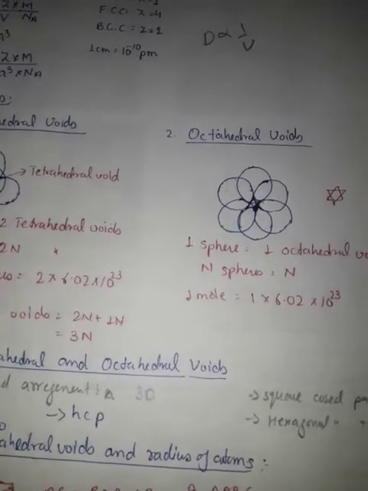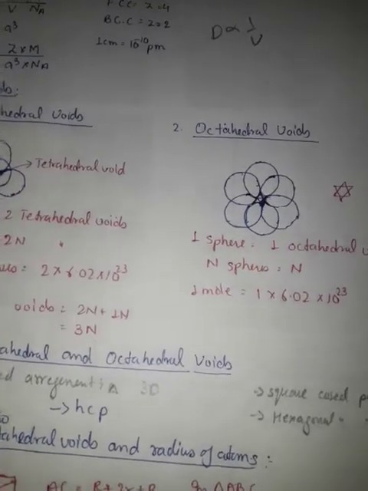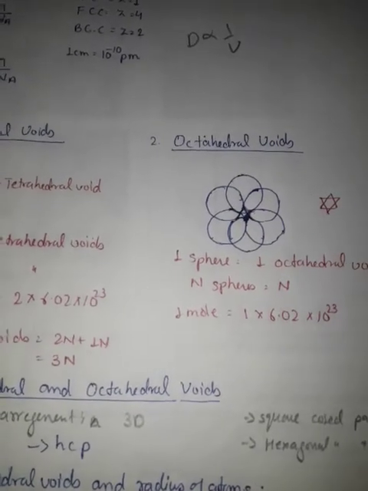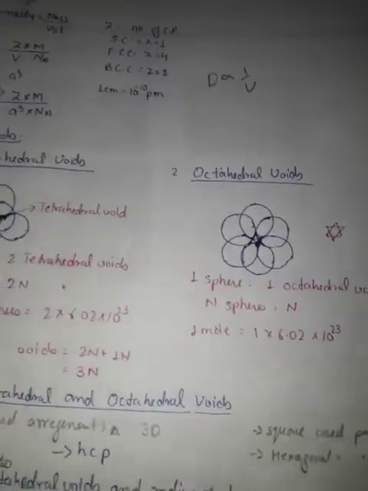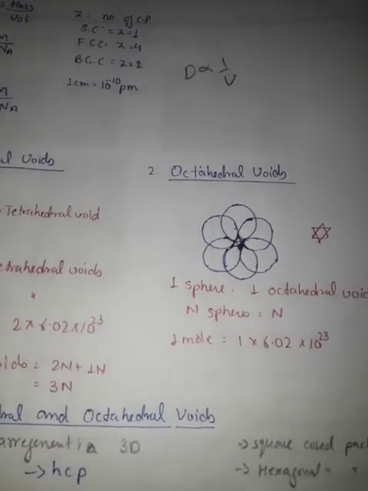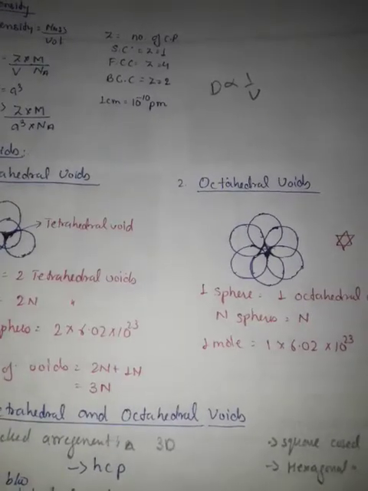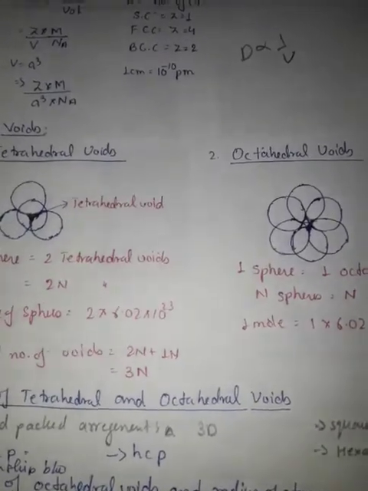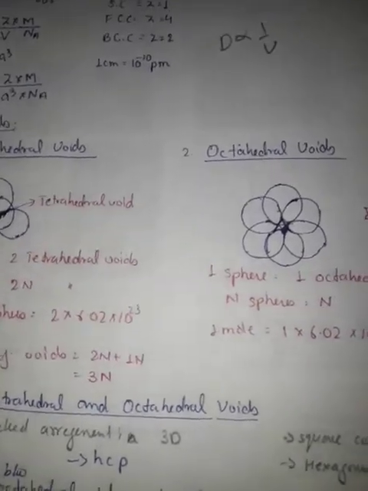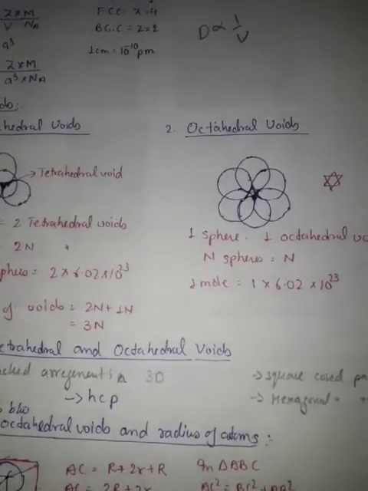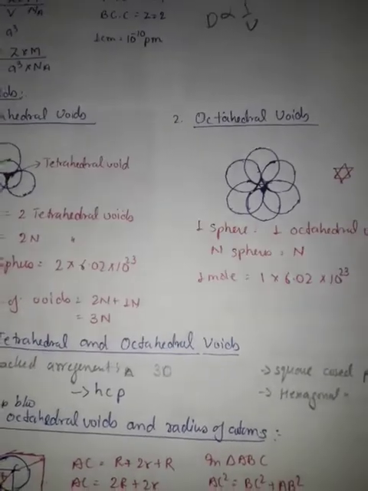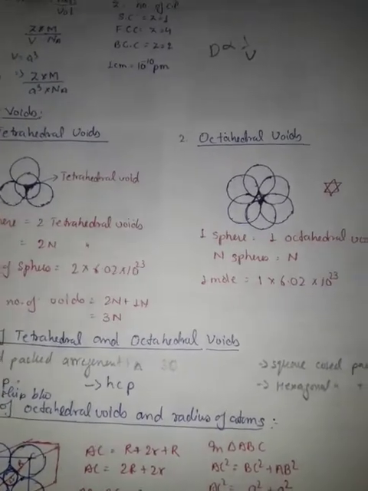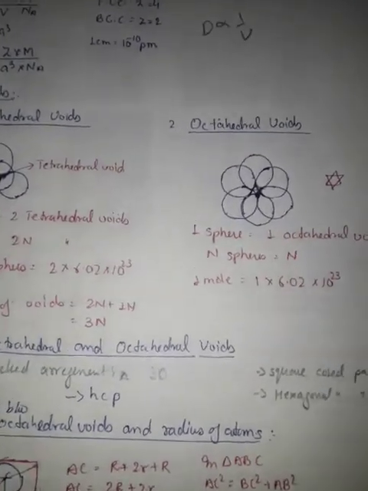If we say that for the density to become more, then volume should be less, then does it depend upon mass?